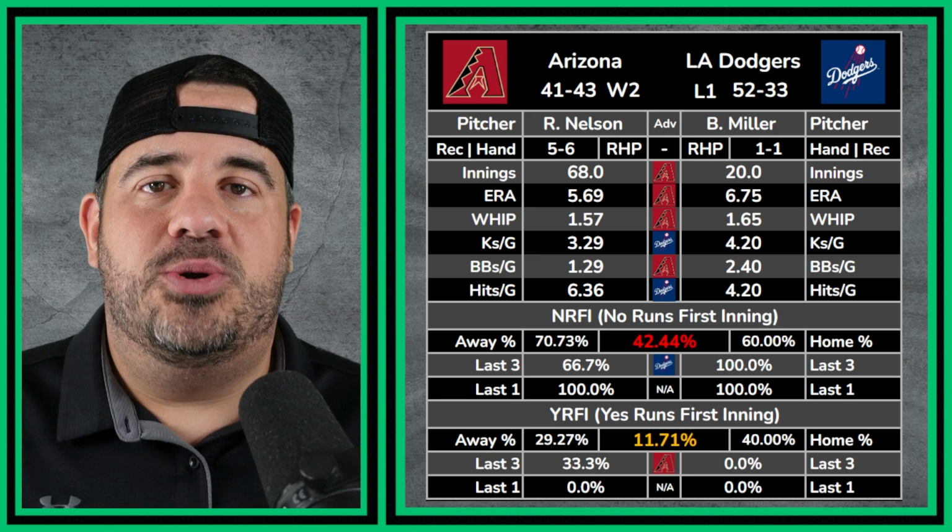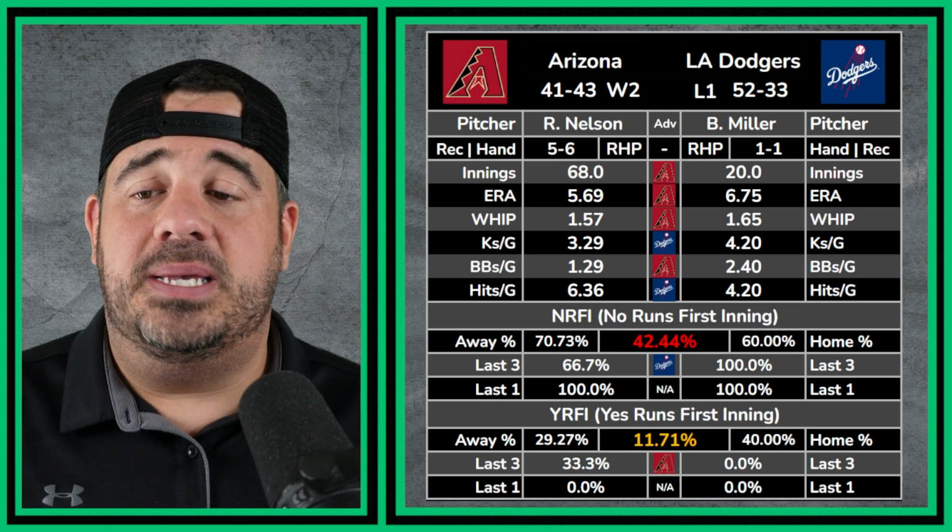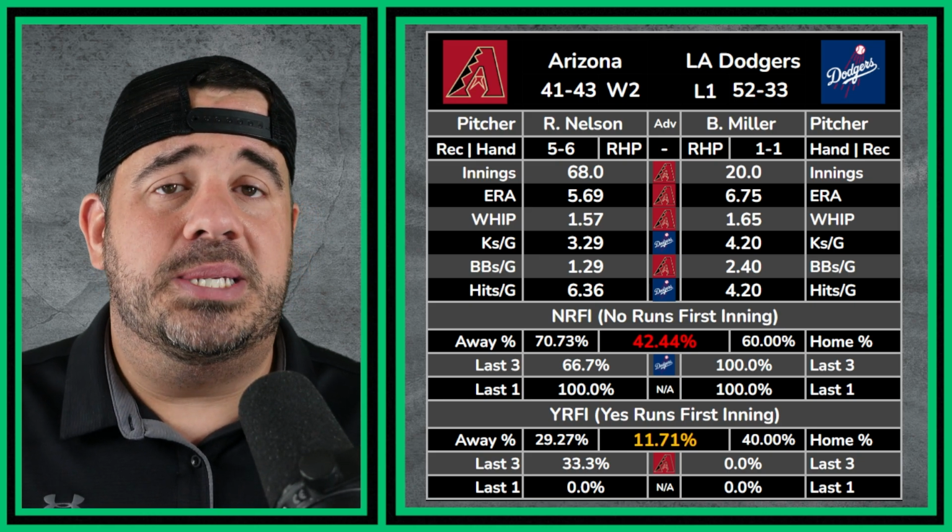All right, next up, Arizona and the Dodgers. Nelson, 5-6 with a 5.69 up against Miller, 1-1 with a 6.75.